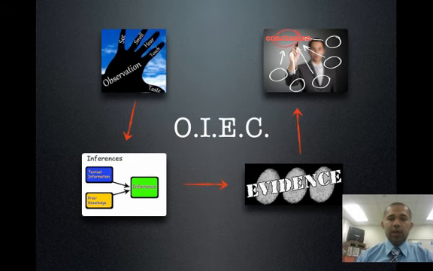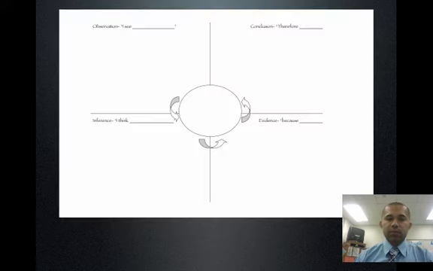So let's take a closer look into the OIEC and how we use it in the science classroom. This is what it's going to look like. You have your observation on the top left-hand corner, your inference on the bottom left-hand corner, your evidence on the bottom right-hand corner, and on the top right-hand corner, your conclusions. You also have sentence stems that start with I see, I think, because, and therefore. And usually the title of the unit or what you're studying goes right in the center. So let's see how to use this in the science classroom.